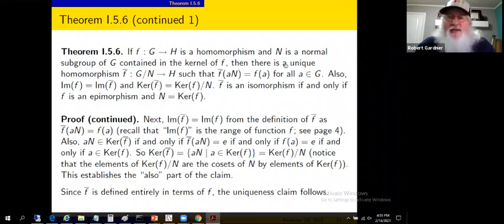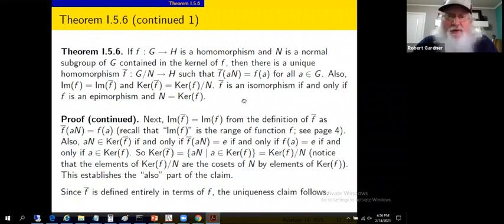I still have the uniqueness claim up here. We've defined F bar entirely in terms of F, and the F bar was defined like this. So given that F bar is determined by the given homomorphism F, there's no other alternatives on the F bar. It's uniquely defined because it's defined totally by this requirement that it equal the given homomorphism F. So there's your uniqueness.